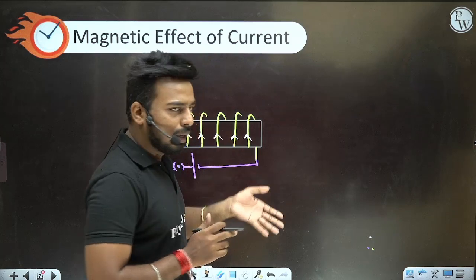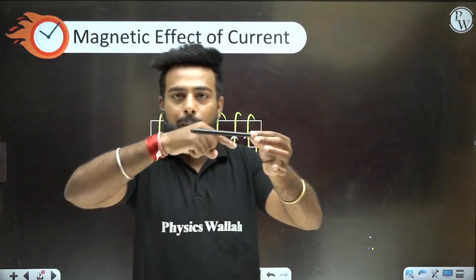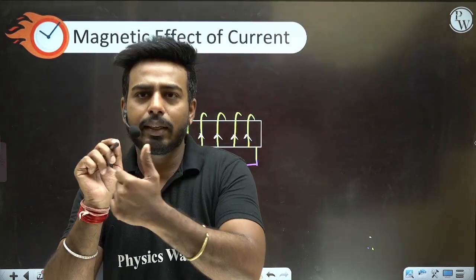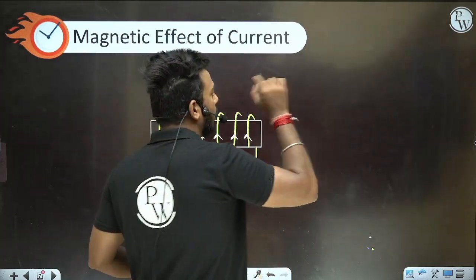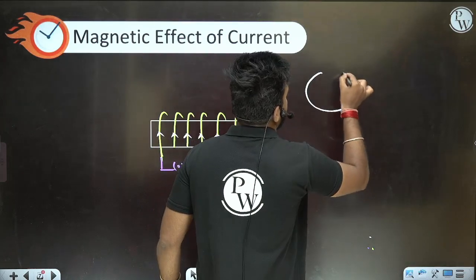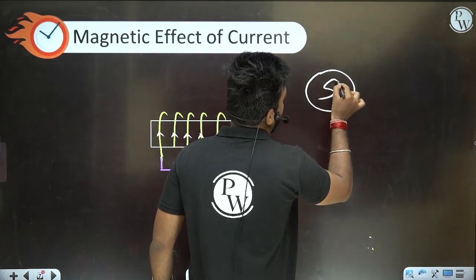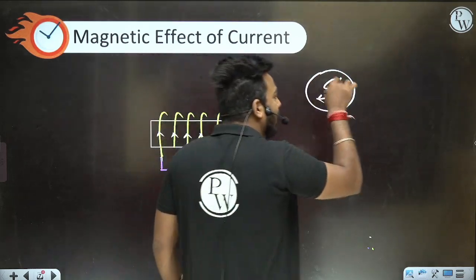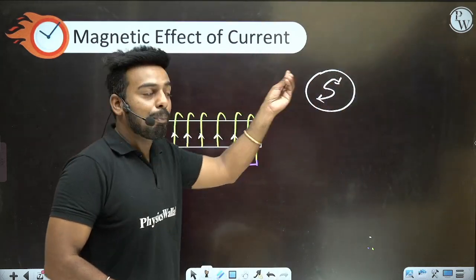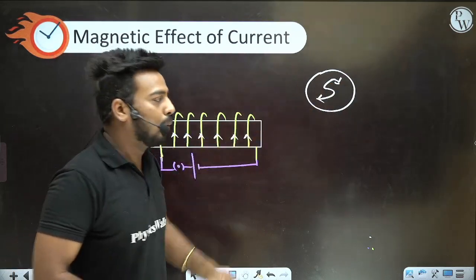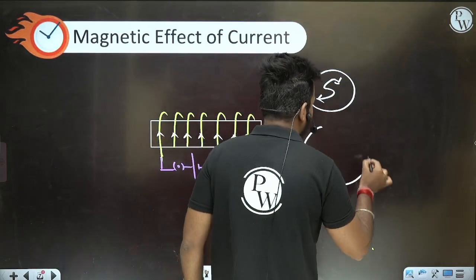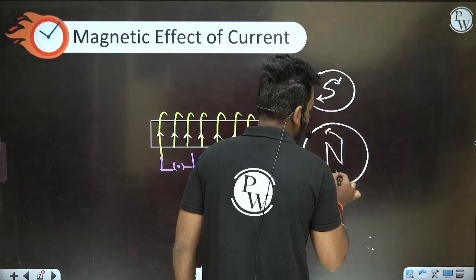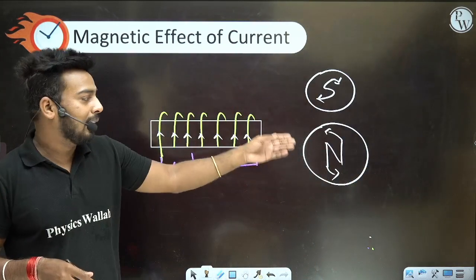Now we already know that if I wound the wire in that way, current will flow clockwise, or maybe it can flow anti-clockwise. So just have a look at the trick. When current flows in the clockwise direction, then this area will act as the south pole. What if current flows in the anti-clockwise direction? In that way it will behave like the north pole.